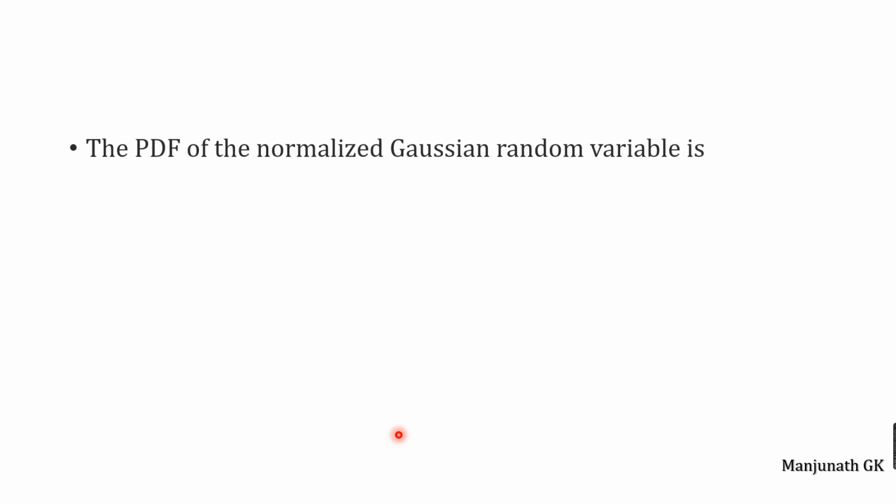With this background, let us discuss the PDF of the normalized Gaussian random variable. It is a concept of a single random variable. Fz of z is called the PDF of a single random variable, especially a Gaussian random variable, and it is defined with this equation, where capital Z is considered as a random variable and small z is considered as an independent variable, varying from minus infinity to plus infinity.